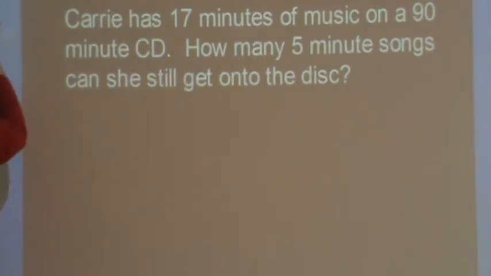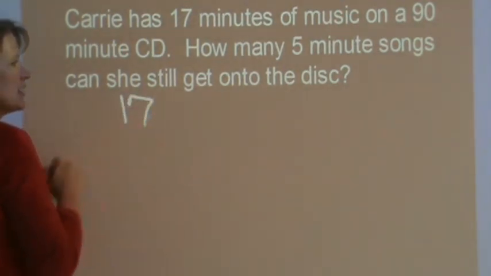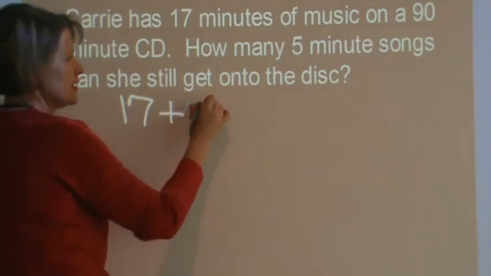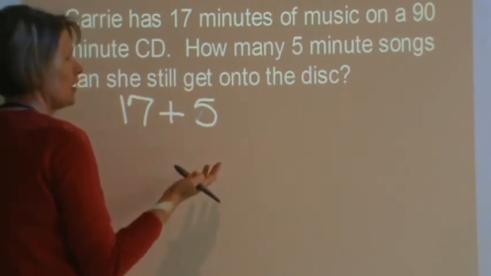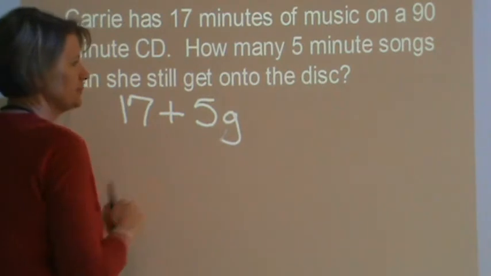Okay, last one. We got ourselves a little story problem. Carrie has 17 minutes of music on a 90-minute CD. How many 5-minute songs can she still get onto the disc? Okay, so what we're going to do on this is we're going to say, all right, she's already used 17 minutes. Okay, that plus 5 minutes per song, or that's a 5-minute song. All right, I don't want to use S for a variable. Let's use G for song, okay?